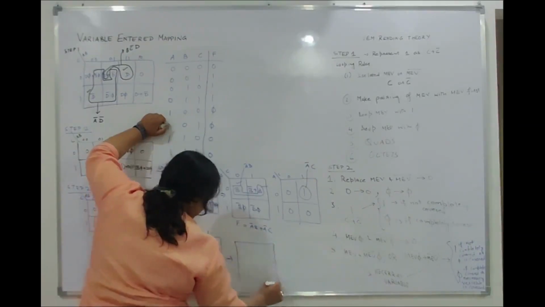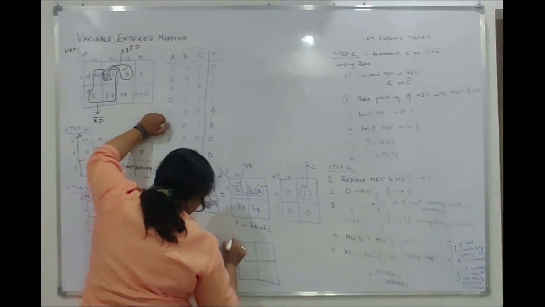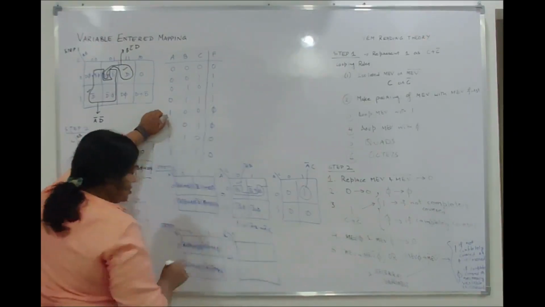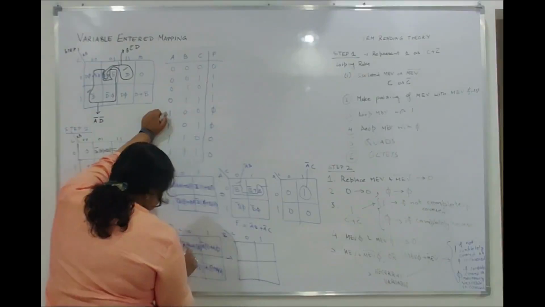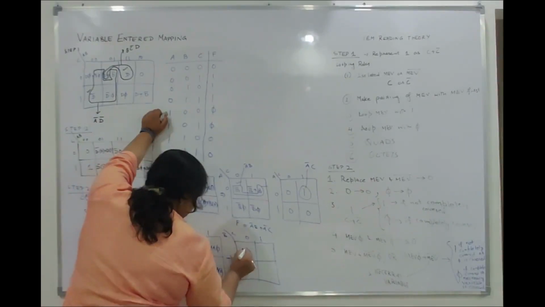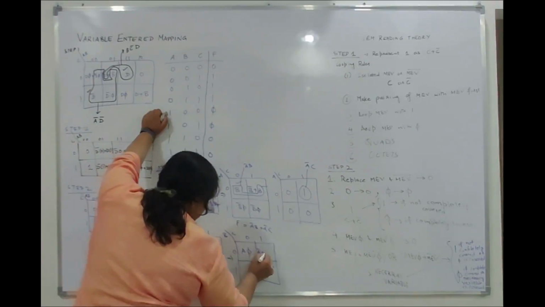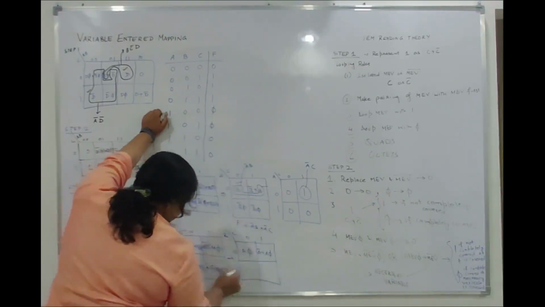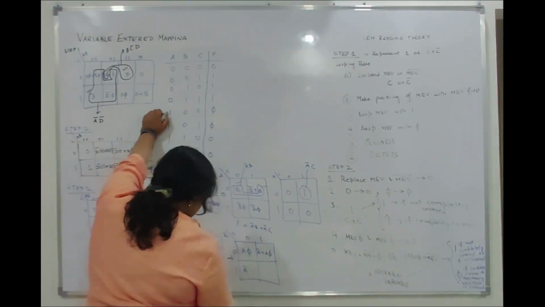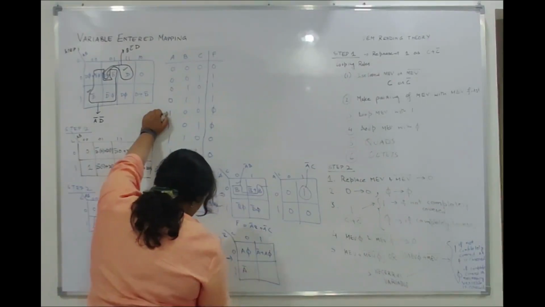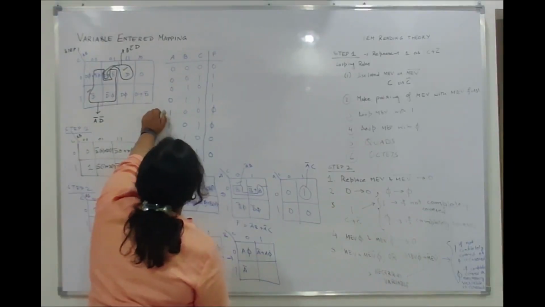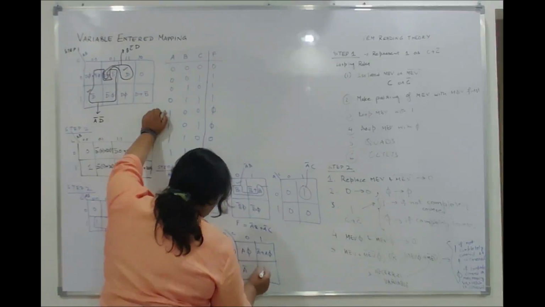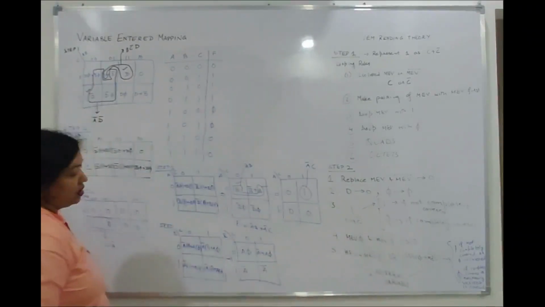So this is step 1. After plotting for BC variables and map entered variable to be A, what do you get? A bar is 0. A 5. A bar plus A 5. This is A bar. And this is again A bar. And this is also A. This is the step 1.